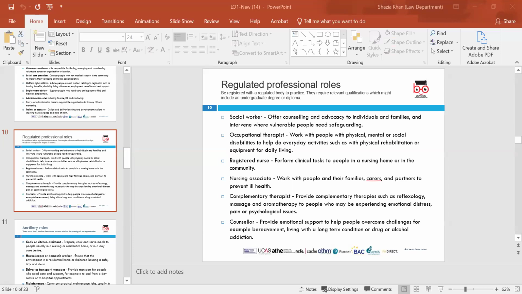Then we have occupational therapist. What's an occupational therapist? What do you think they do? We mentioned a little bit about it earlier. Occupational therapists assist people with daily activities. Yes. They check that everything a person needs is in place, like if there are any adjustments that need to be made to a house. Yes, excellent.